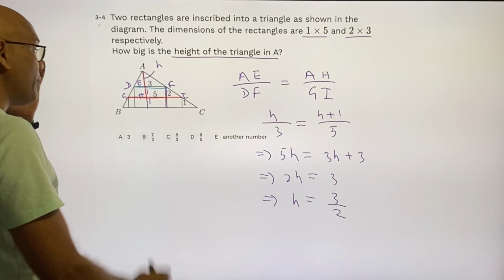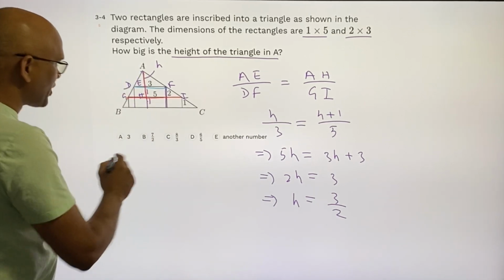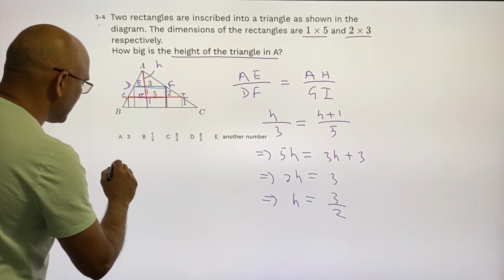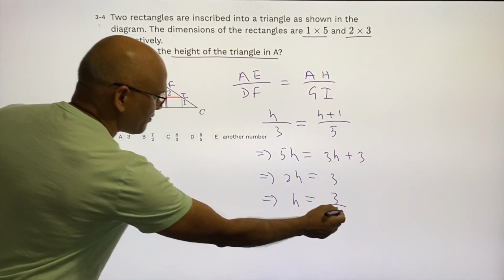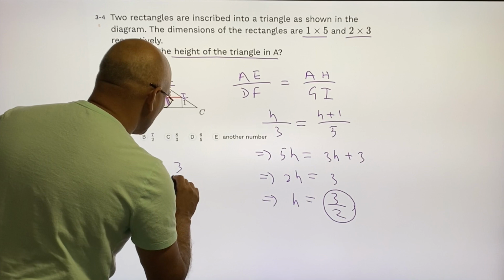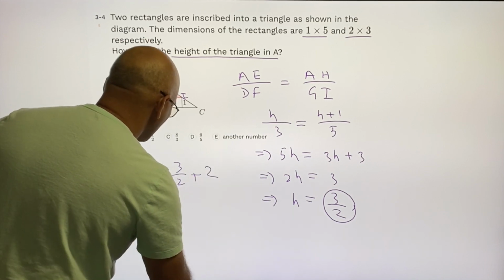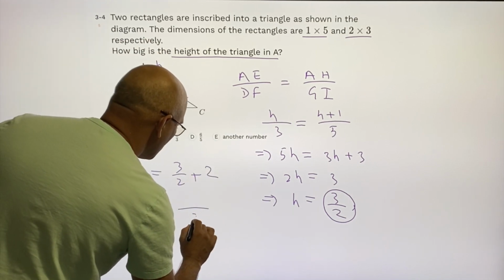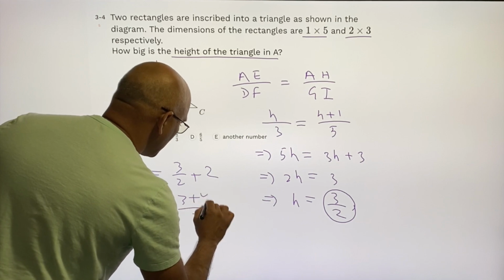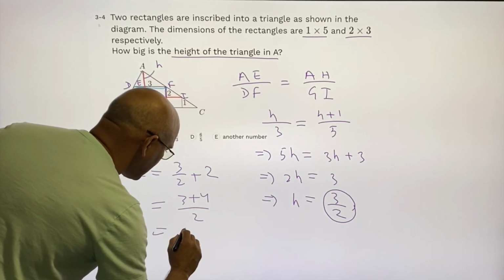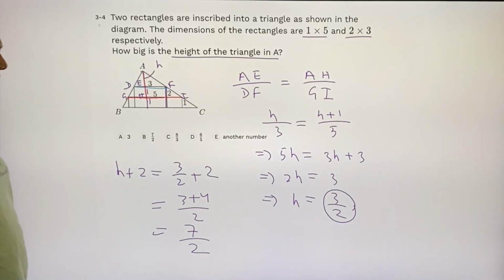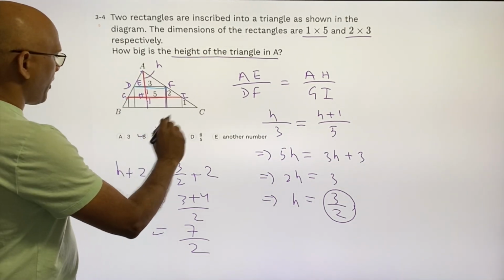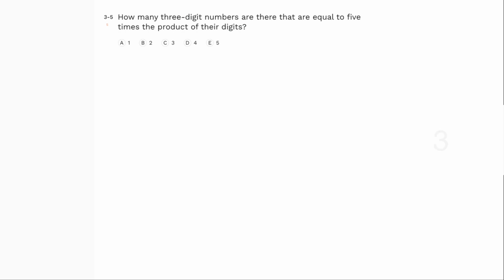Okay, I want to find the total height, right? So the total height is H plus 2. H you just found out to be 3 by 2, plus 2. So this is going to be 3 plus 4 over 2, so this is 7 over 2, right? Then B is the correct choice.